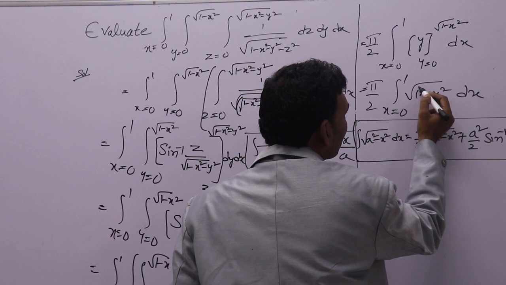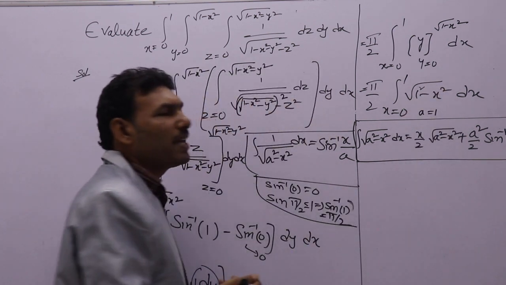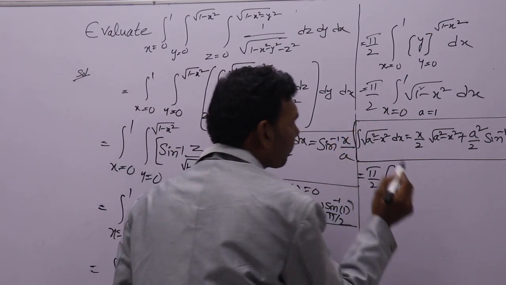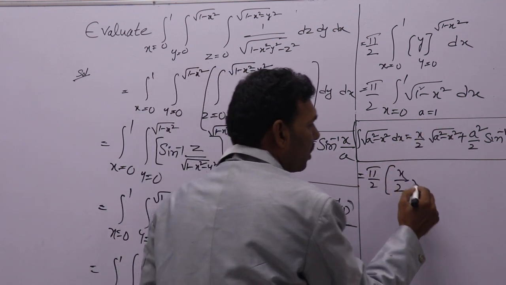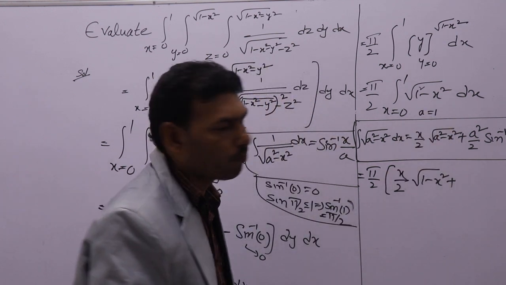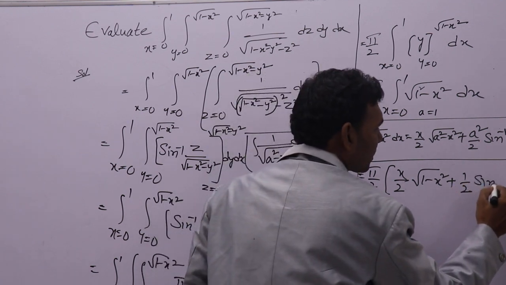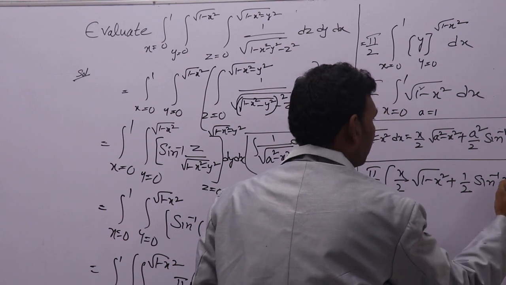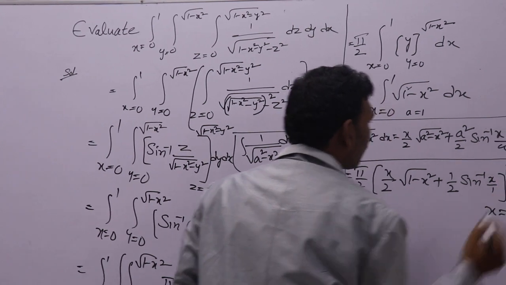Here a square is 1 square. That means in the place of a you are having 1, in the place of x, x. Now I am going to substitute the values in that formula. So x by 2 root of 1 minus x square plus a square by 2, 1 square by 2, 1 by 2, sine inverse x by a, x by 1, with limits x equal to 0 to 1.